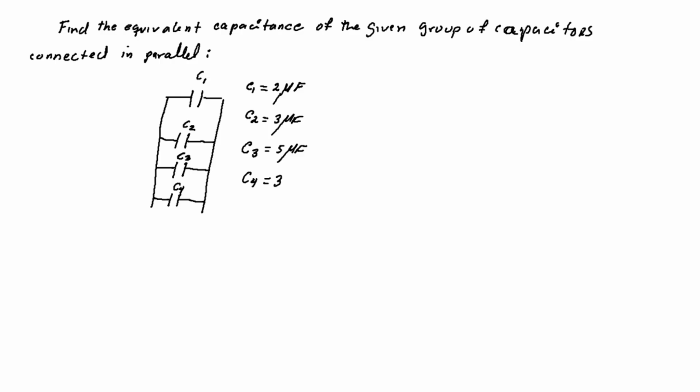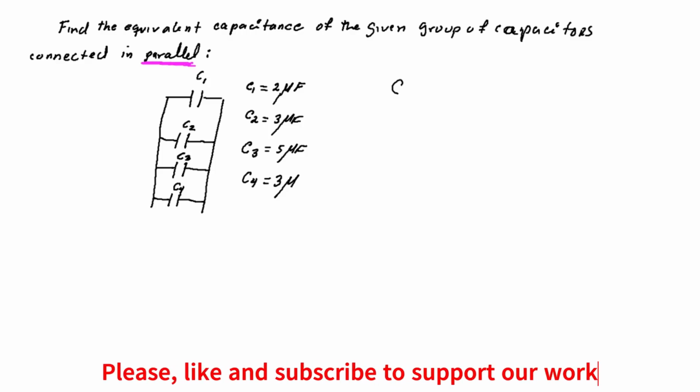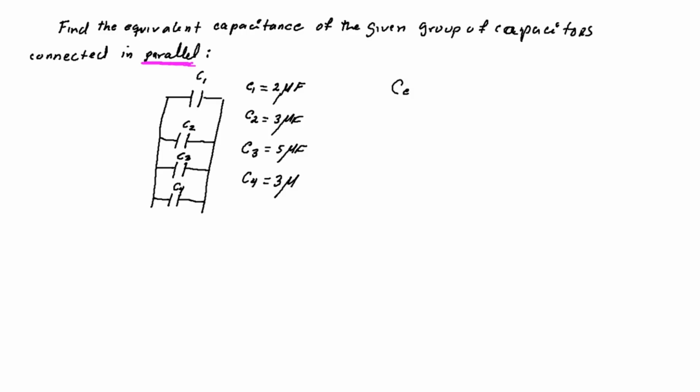So what we have here is a parallel connection. We know that the equivalent capacitance of a parallel connection is the sum of the individual capacitance of each capacitor. So it's C1 plus C2 plus C3 plus C4.